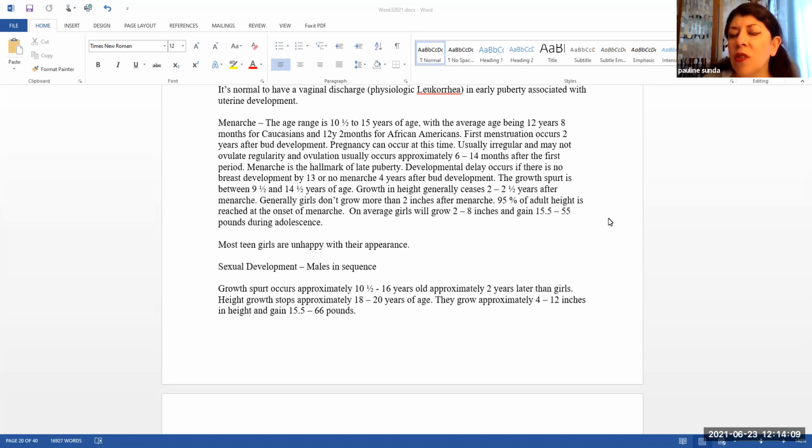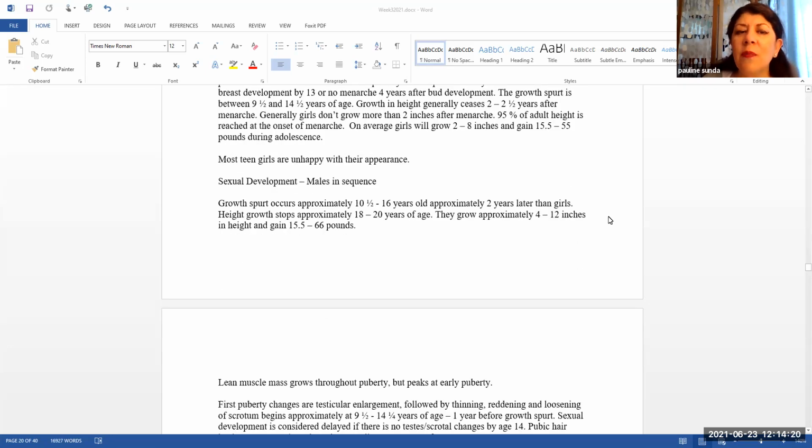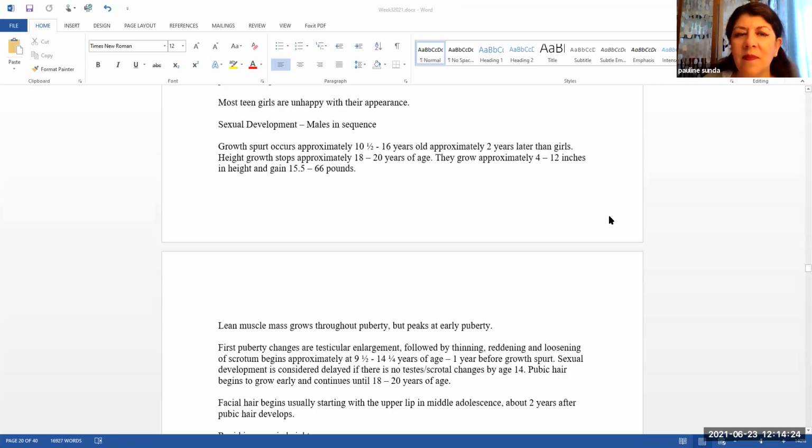On average, girls will grow anywhere from 2 to 8 inches and gain 15.5 to 55 pounds during adolescence. Unfortunately, most teen girls are not happy with their appearance.